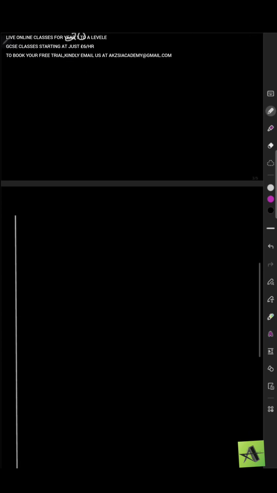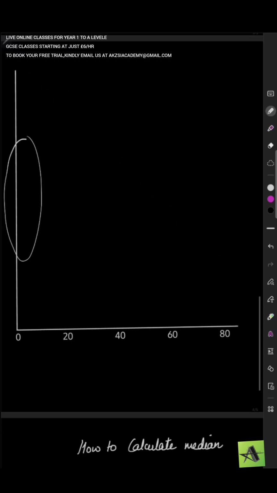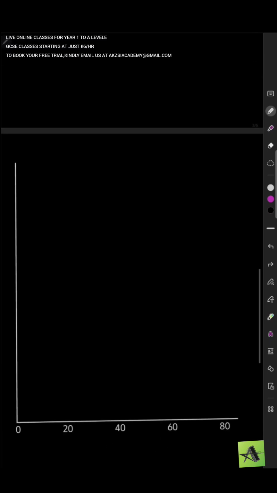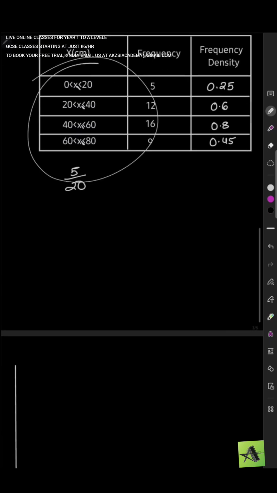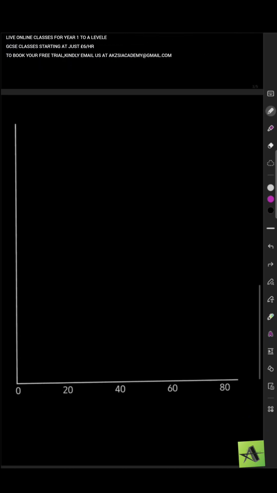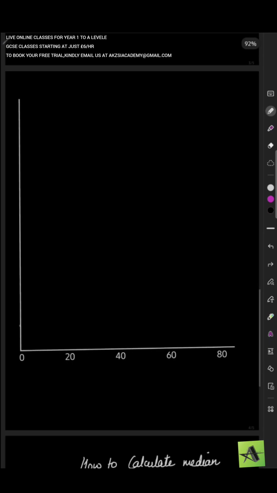Now let me show how we can plot. On the y-axis, we always plot frequency density, and on the x-axis, the value of x, this whole interval that we draw over the x-axis. The frequency density has a minimum value of 0.25 and a maximum of 0.8, so we can take a gap of 0.2, which will be easier. So I'm taking 0.2, then 0.4, then 0.6, then 0.8, and then 1.